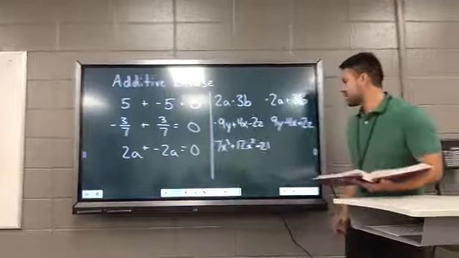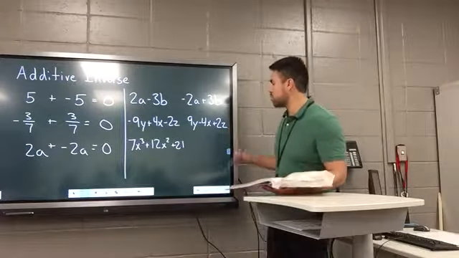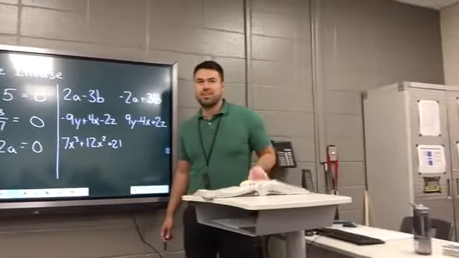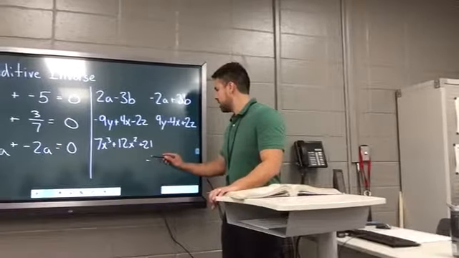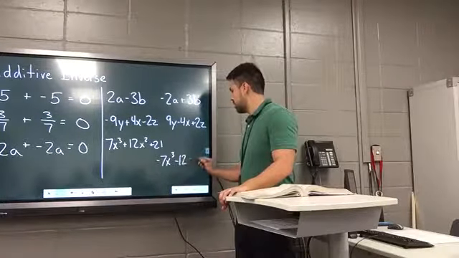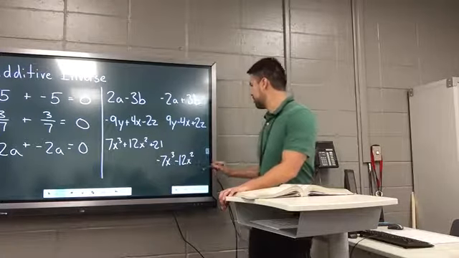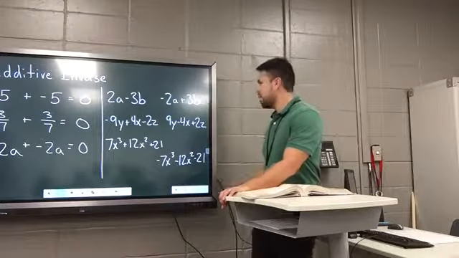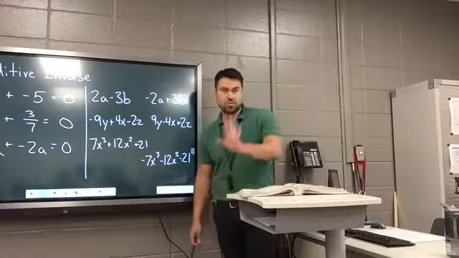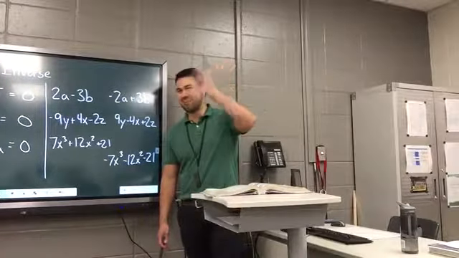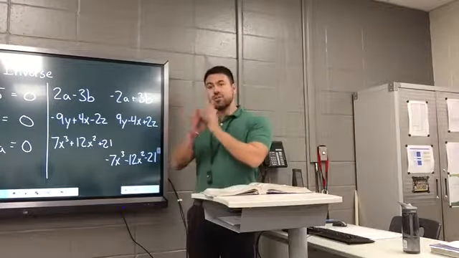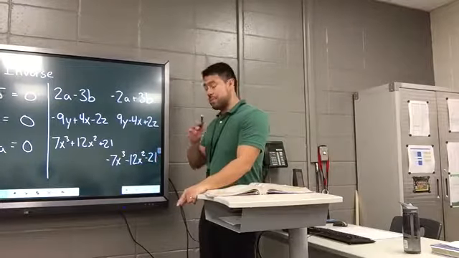What's 7x cubed plus 12x squared plus 21's additive inverse? Additive inverse. Hayes? Negative 7x cubed minus 12x squared minus 21. There you go. Can anyone tell me what the rule is to find an additive inverse? Margo? It has to be 0. When you add them together, you have to get 0. Yep. The sum has to be 0.